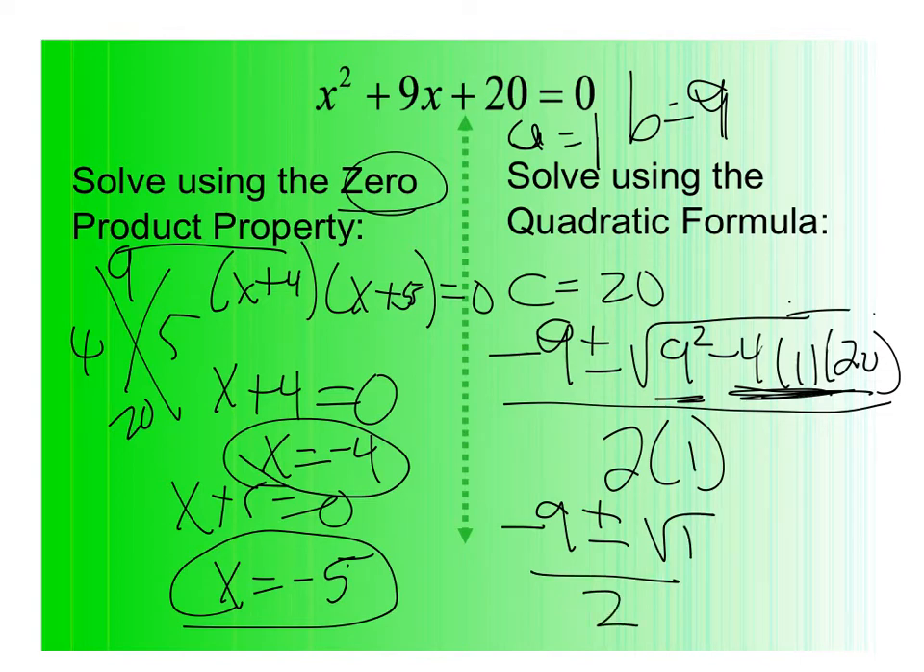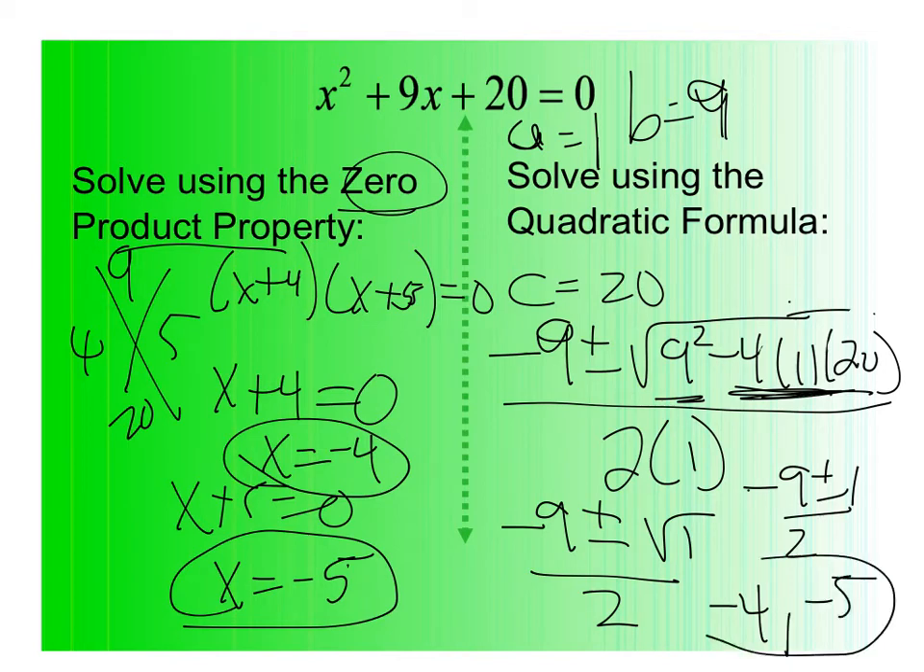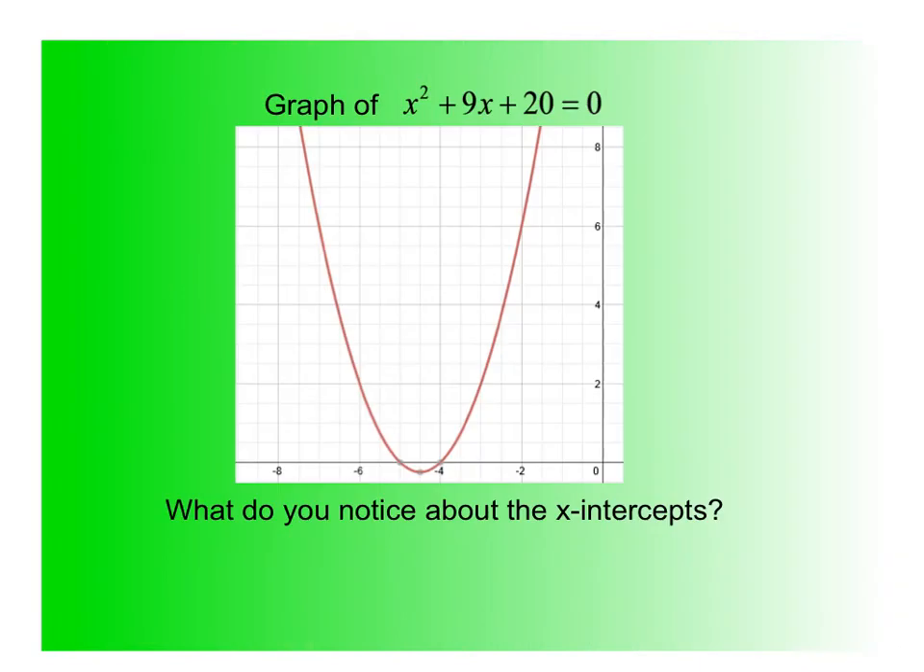So my answer, square root of 1 is just 1. So I'm going to have -9 plus or minus 1 over 2. So -9 plus 1 is -8, divided by 2 is going to be -4. -9 minus 1 divided by 2 is going to be -5. So there's my two answers, which should match up with the ones on the other side.